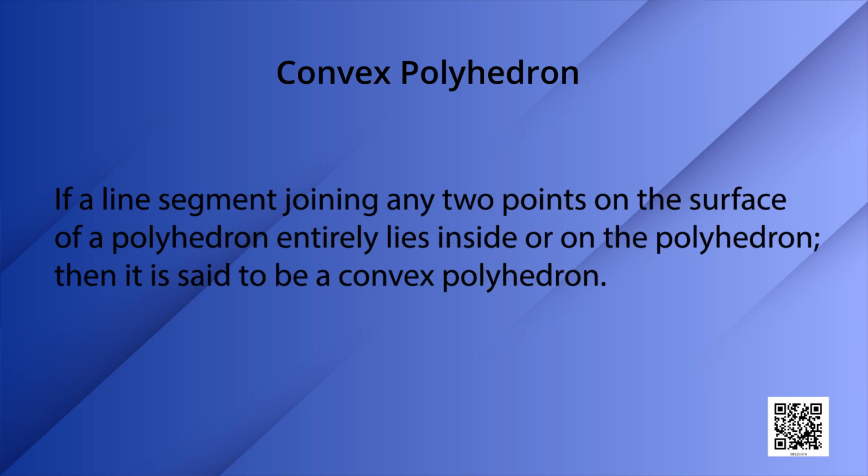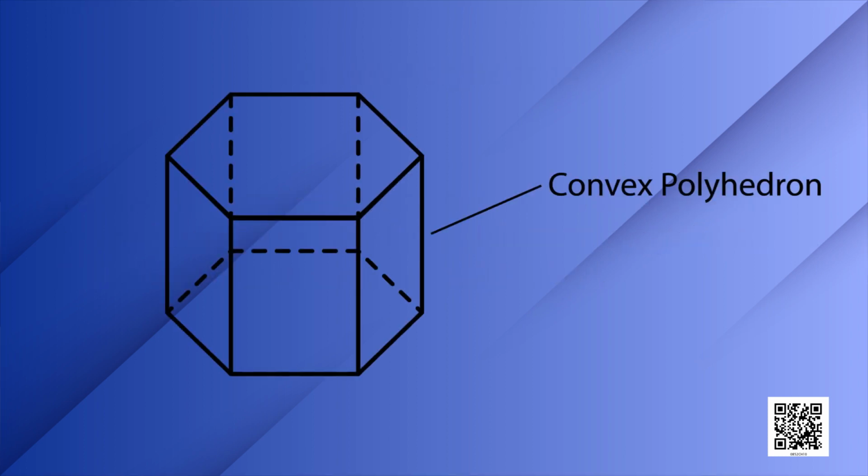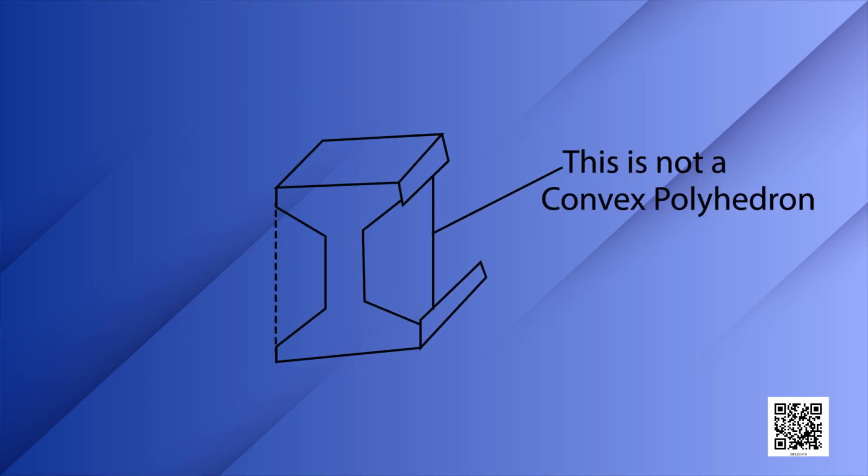Let us study what are convex polyhedrons. If a line segment joining any two points on the surface of a polyhedron entirely lies inside or on the polyhedron, then it is said to be a convex polyhedron. For example, this is a convex polyhedron, whereas if you look at this shape, it is not a convex polyhedron.